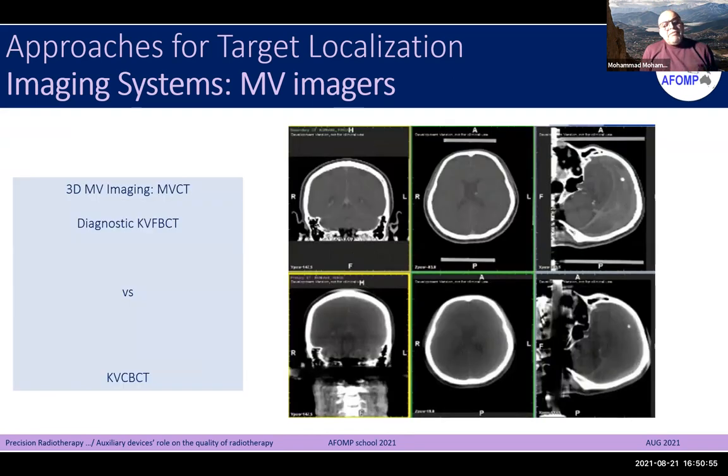Second thing is 3D MV imaging, or MVCT, or kVCT. Here, diagnostic fan beam kVCT is comparable with the kV cone beam CT, and images should be the same. However, we have to remember that the image reconstruction algorithms are not the same, because of the different approach: the FDK algorithm is different from the fan beam or Radon transform algorithms. And this difference should be taken into account, especially in the peripheral area.